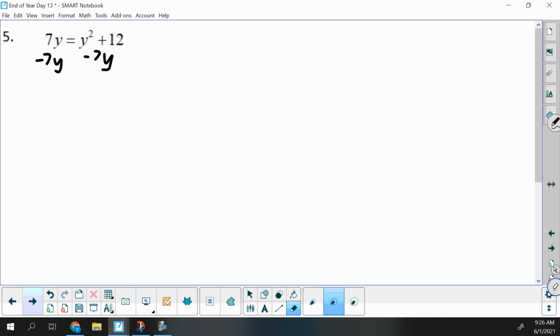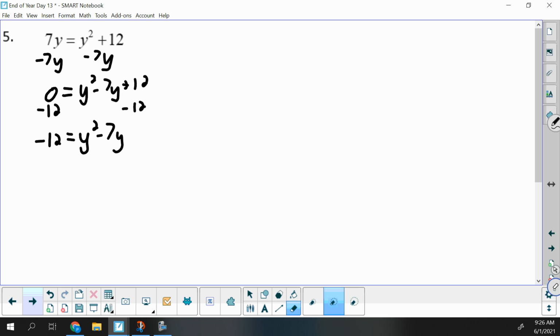Now, the reason we would do that as opposed to bringing the y squared to the left is we want a positive 1 in front of the y squared. So right now, this is y squared minus 7y plus 12. And then we'll get that constant over to the other side by subtracting the 12 over. So we've got minus 12 equals y squared minus 7y, and we've got our little bit of space after the minus 7y.